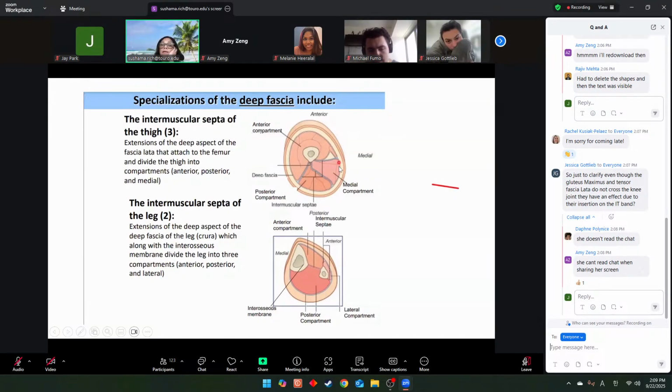But this here is the deep fascia. This deep fascia, which is this purple line going all the way around, dives in both in the thigh and in the leg, and it's going to dive in and attach to the bones. When it dives in like this and attaches to the bone, it forms what is called an intermuscular septum. These intermuscular septa obviously are coming from the deep fascia. They're going to attach to different margins of the bones.